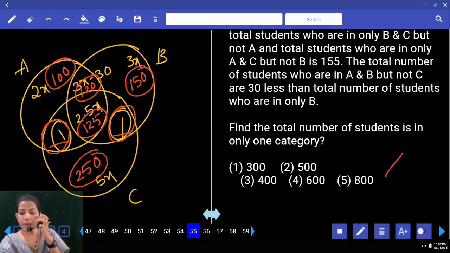Next 55. Find the total number of students in only 1 category. Only 1: 100, 150, 250. What is the total? 500. Second option 500.